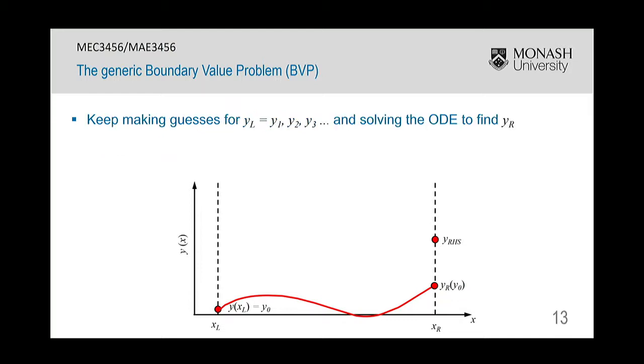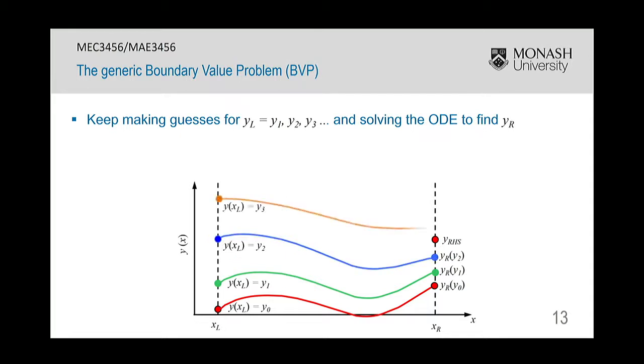Well, we could keep making guesses. Make a guess y1, integrate to the right hand side, we'll get a different value, yr of y1. Left hand side value of y2, integrate, we'll get another value, yr of y2. Choose a left hand value y3, integrate, get a value of yr of y3, and so on. We can do this for as many points as we wish.